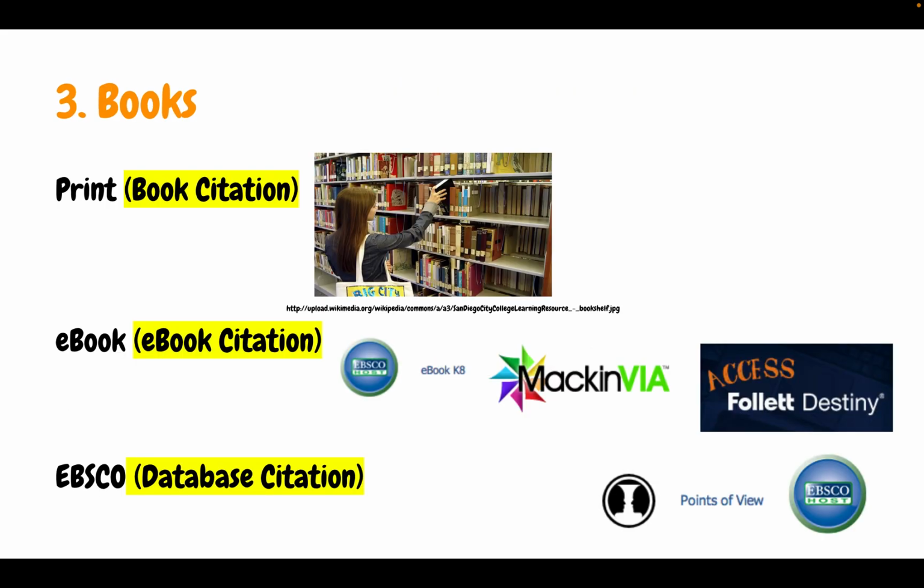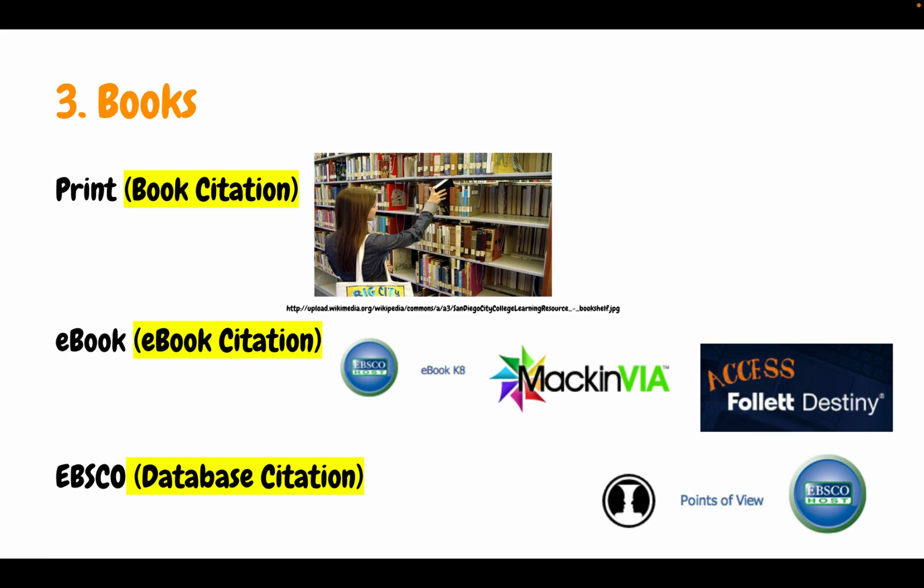A third type is a book. We have print books that come off the shelf, the ones that are on the cart, for example, and there's a book note sheet for those, and they have their own citation type in Noodle Tools. Same with ebook. Our ebooks come from our ebook K-8 collection in EBSCO, our Mackin and Follett collections, and there is a note sheet for ebooks.